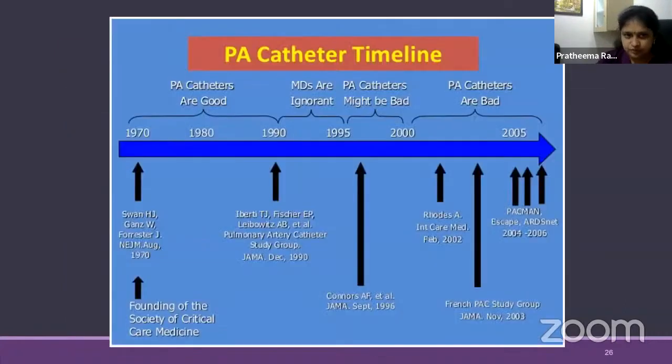If the patient is going to tolerate or not tolerate. So the PA catheter, it is a very big timeline, and in 1970 it was found out. It was very exciting. There are many studies which said PA catheters are good. Then slowly they started saying that they might be bad, and now from 2005, after the Pacman trial, there is less popularity for the PA catheter. So it is slowly coming down.